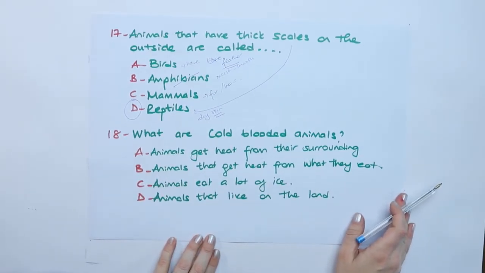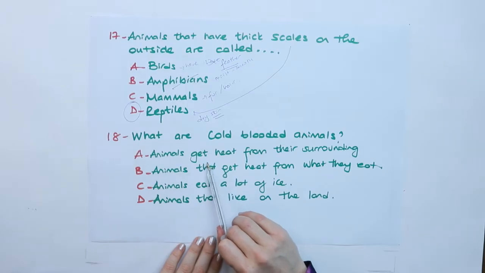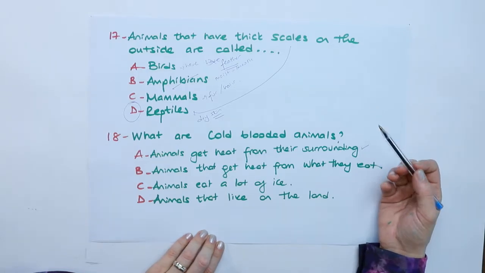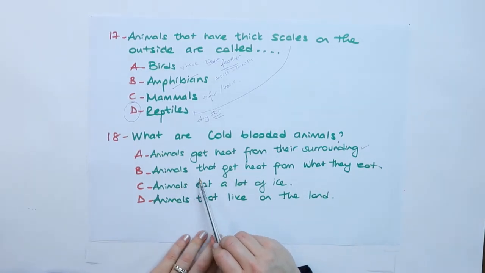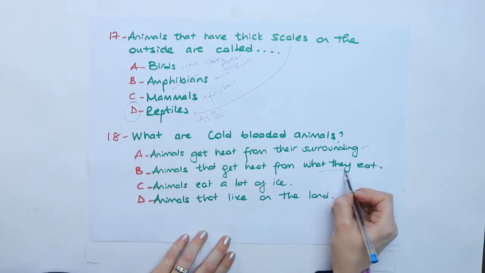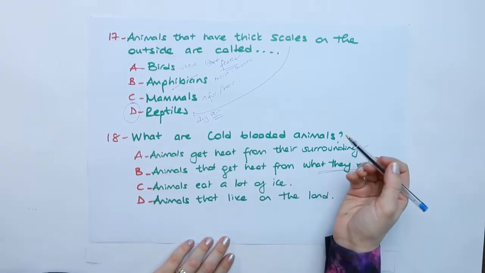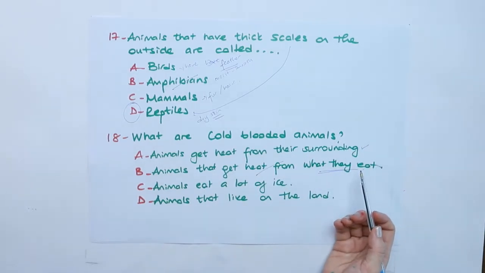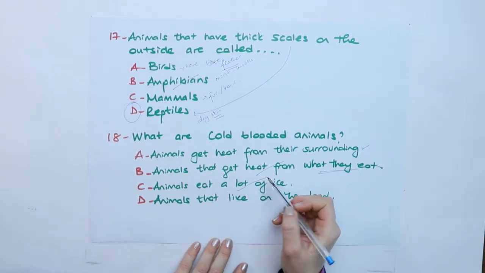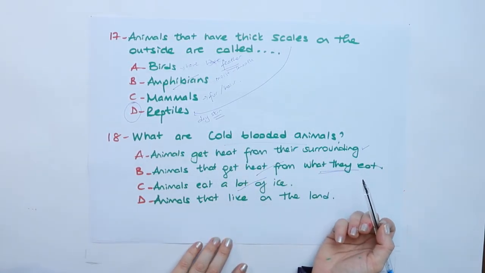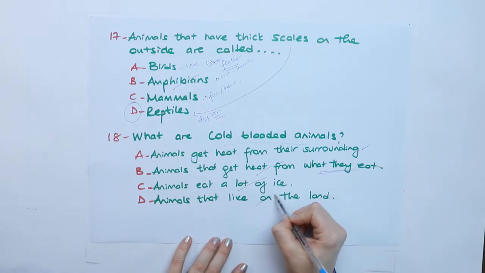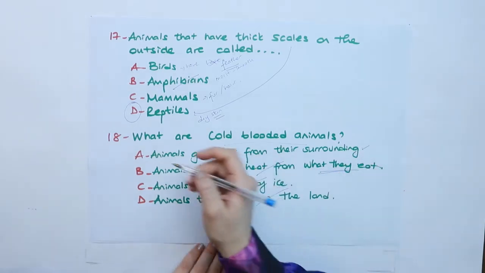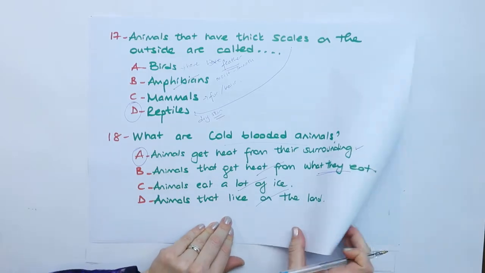18. What are cold-blooded animals? Animals get heat from their surrounding. That's true because they need to adapt their body temperature to their surrounding. Animals that get heat from what they eat, they don't get heat from what they eat. That's what mammals do. If they don't eat anything, they get cold. Animals eat a lot of ice. They don't eat ice, and this is not a feature of a cold-blooded animal. Animals that live on the land, again, that's not an option. Living on the land doesn't change the fact that you are a cold-blooded animal. So, A. Animals get heat from their surrounding.